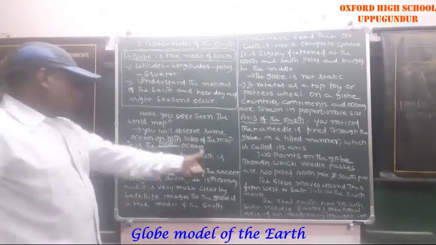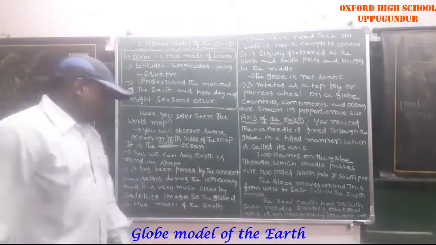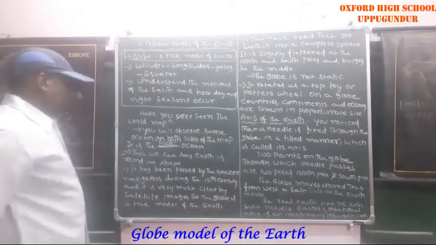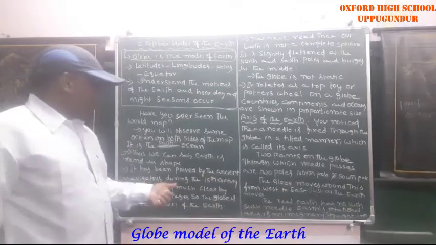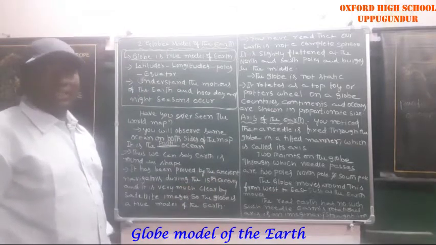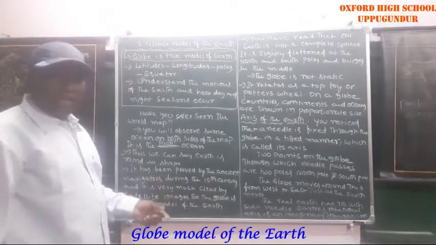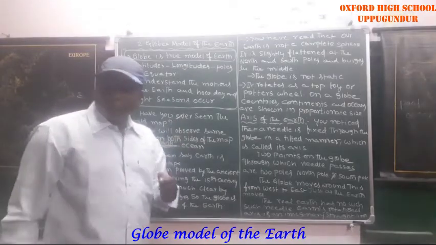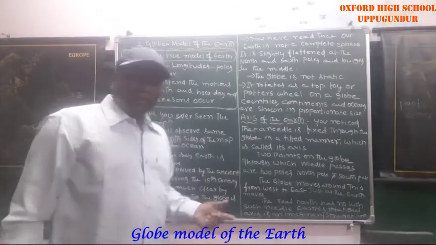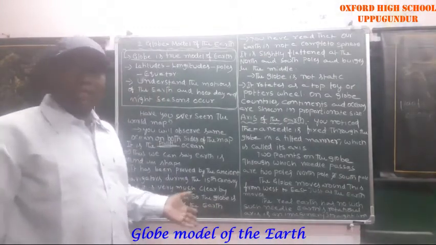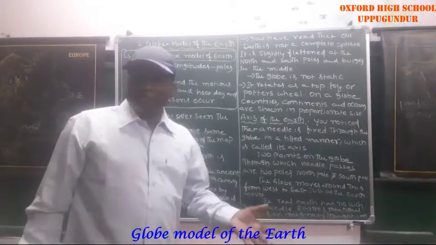Okay. Thus we can say earth is round in shape. That also I explained you. It has been proved by ancient navigators during the 15th century. Who proved that the earth is in round shape? Ancient navigators. Okay? These navigators, tell me yourself, who are navigators?